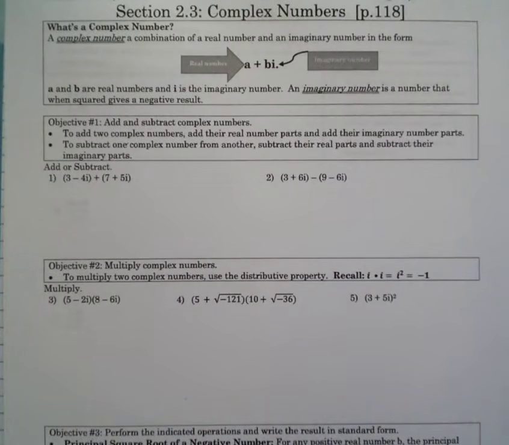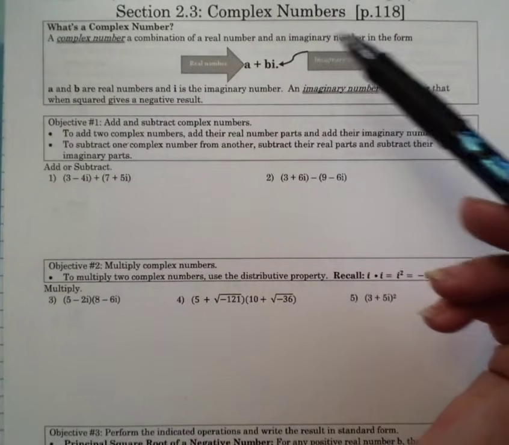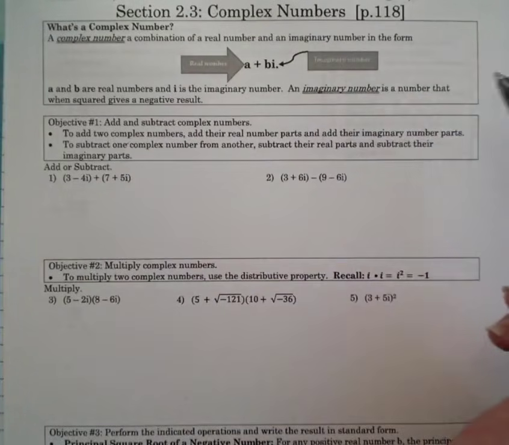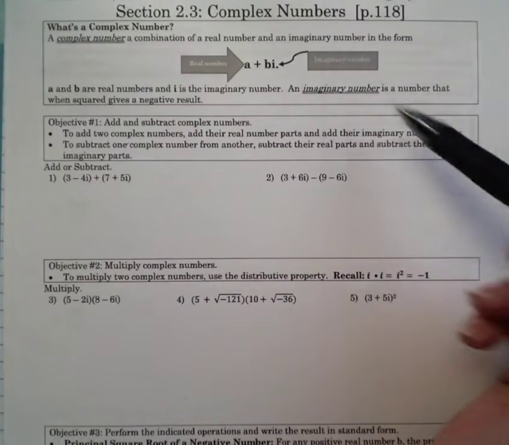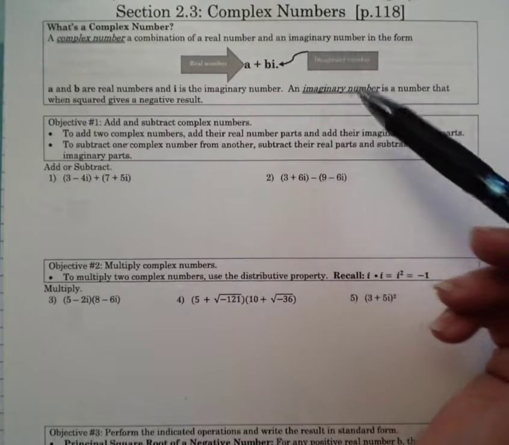For this section, let's talk about complex numbers. Now, a complex number is a combination of a real number and the imaginary number i, which is, as you probably think about it, the square root of -1.